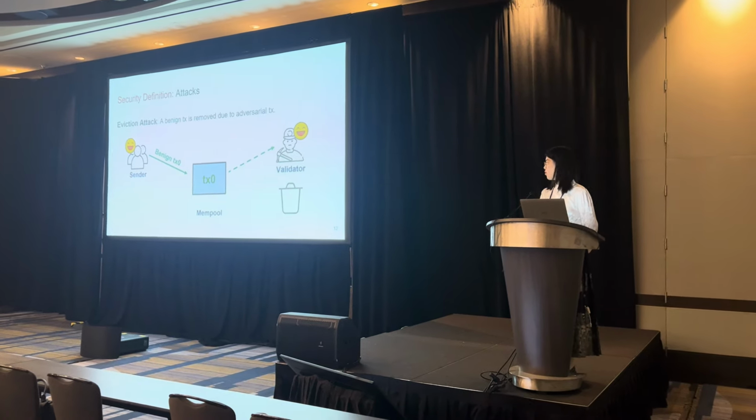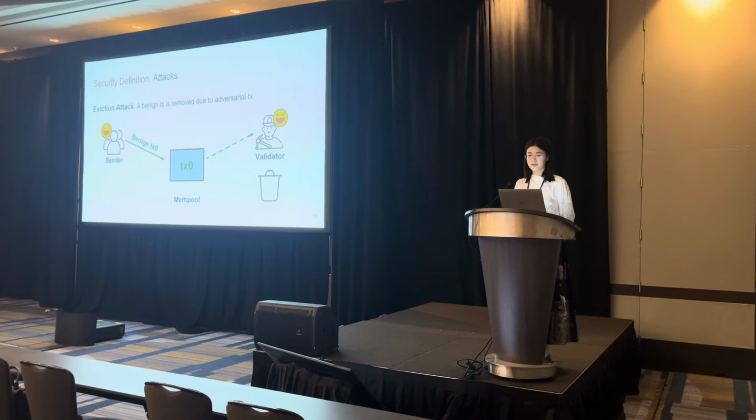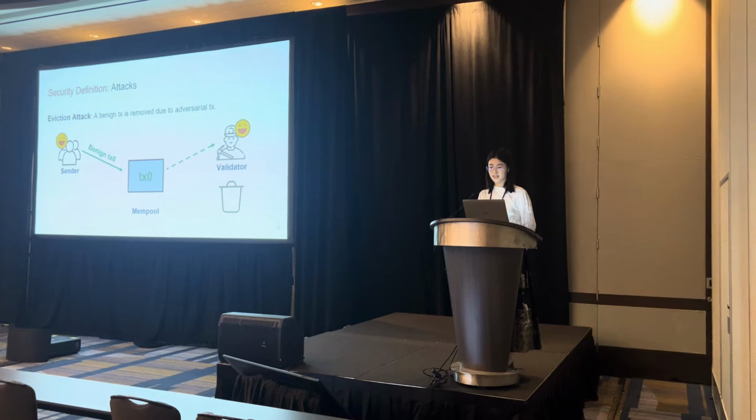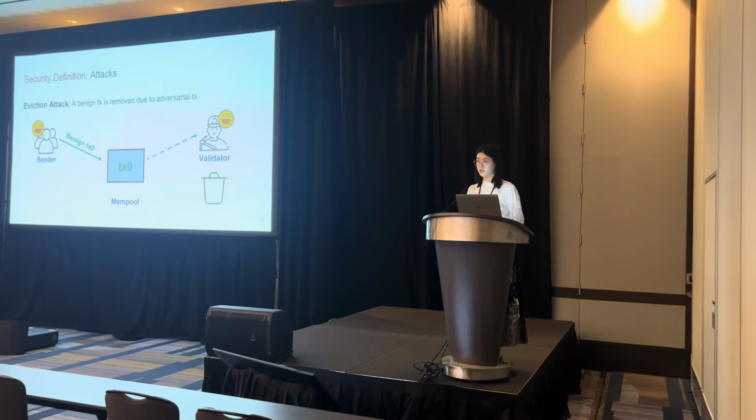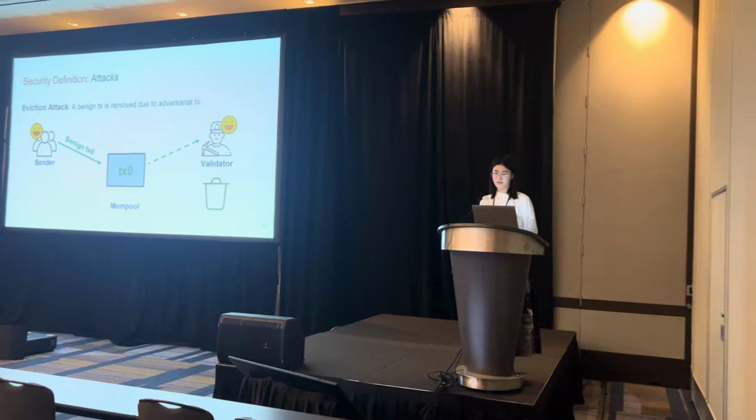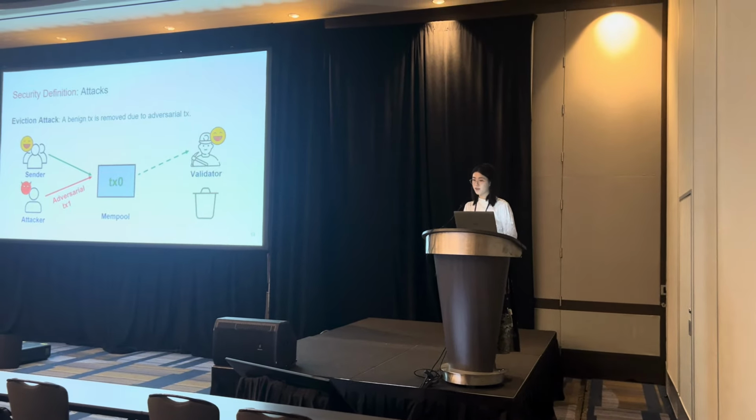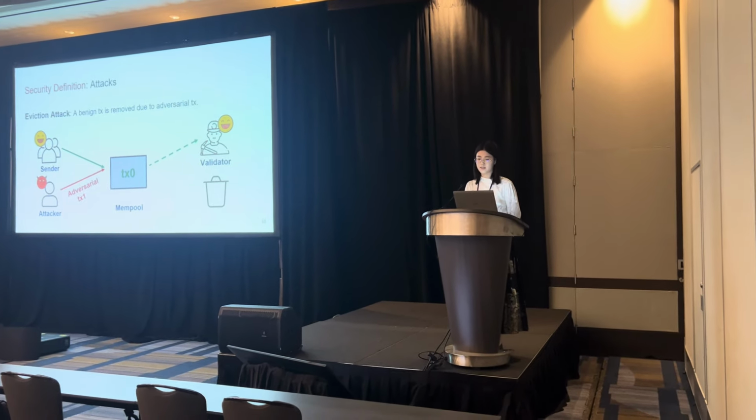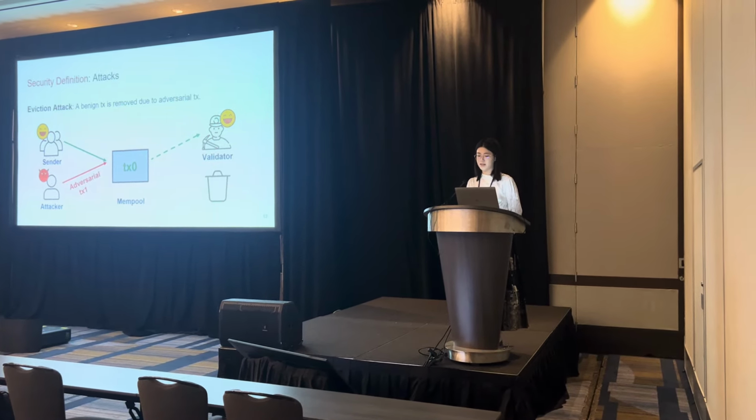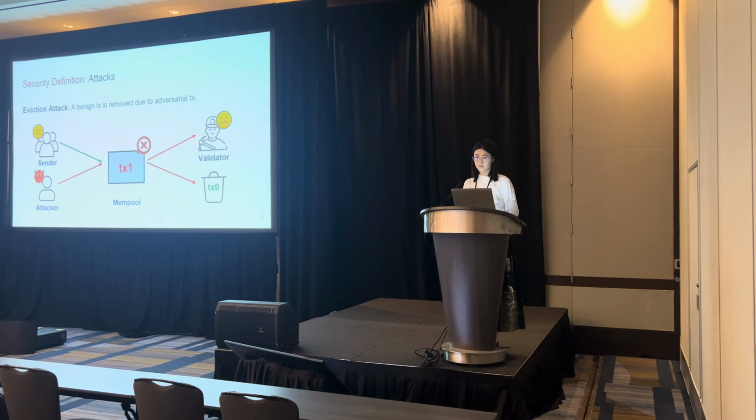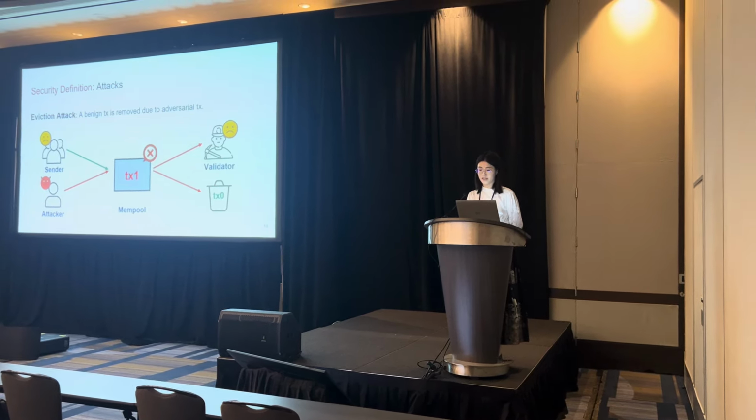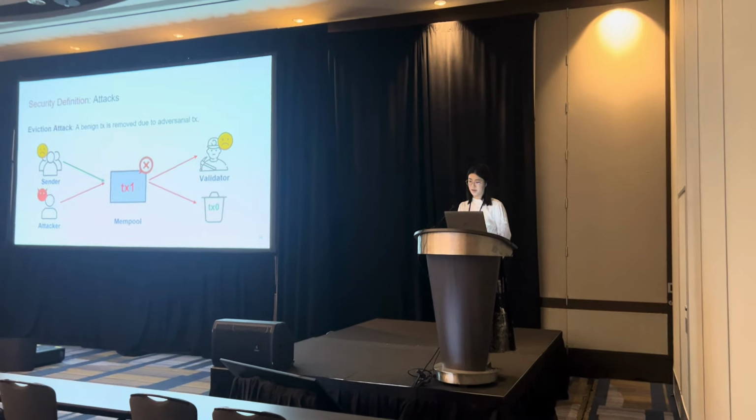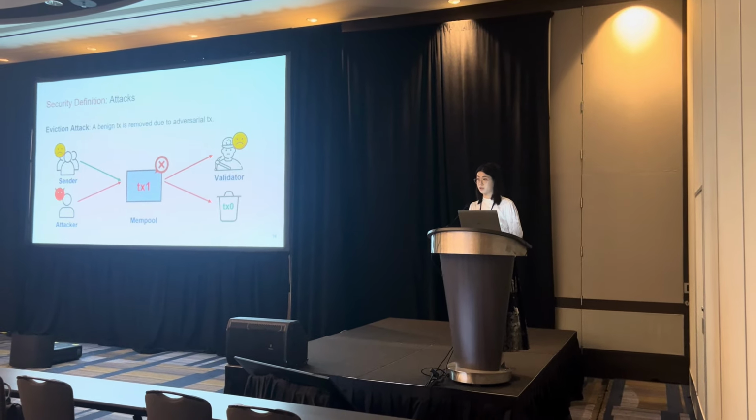Here is a simple example of the eviction attack. The benign user sends transaction 0 to the memory pool, and the validator selects transaction 0 and executes it to generate a block. Then they can get the revenue. But the attacker sends an adversary transaction 1 before the block generation. This transaction 1 is invalid and evicts transaction 0. Now the validator can only generate an empty block with no revenue, and the normal user is unhappy because their transaction is excluded.